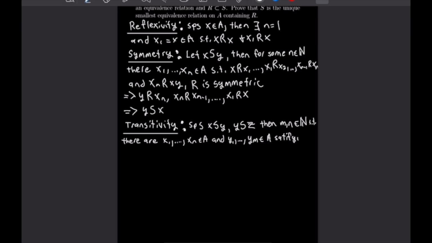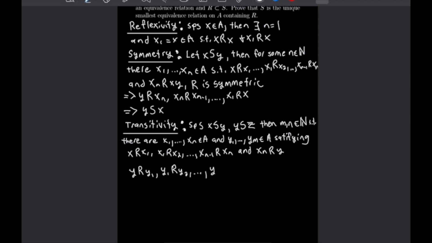So for x's, we have x is related to x1, x1 is related to x2, all the way up to xn minus 1 is related to xn, and xn is related to y. And then for our y's, we'll have that y is related to y1, y1 is related to y2, all the way up to ym minus 1 is related to ym, and ym is related to z.